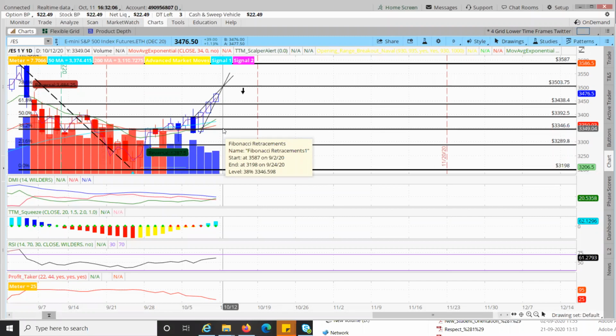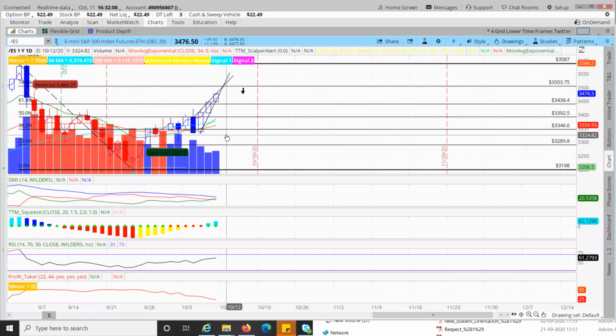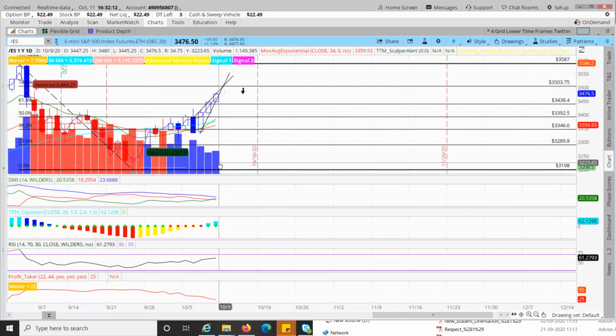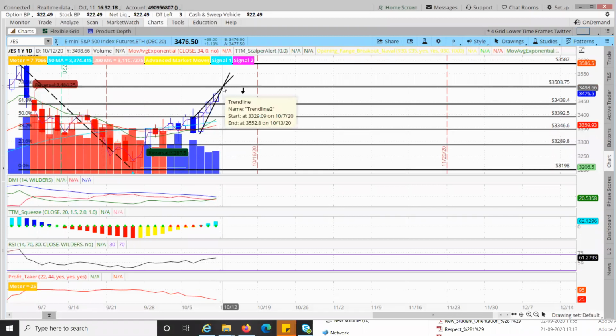Some people will try to buy this dip. Some people will try to short this. So there are buyers, there are sellers. How you see it, for me, it's not a buying market. I would wait, wait, and wait.